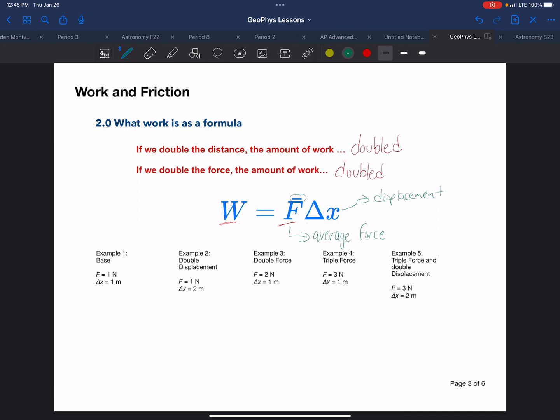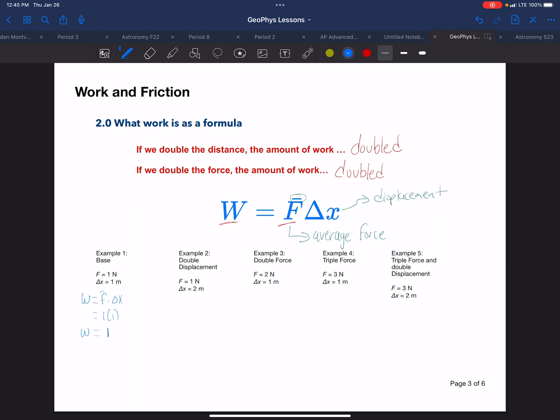So the example we'll consider is a base example. We have work that we want to calculate with a force of 1 Newton and a displacement of 1 meter. So we have our work is force, average force times the change in position, the displacement, and we have 1 times 1, which gives us 1. That's the work done. That's the amount, 1.